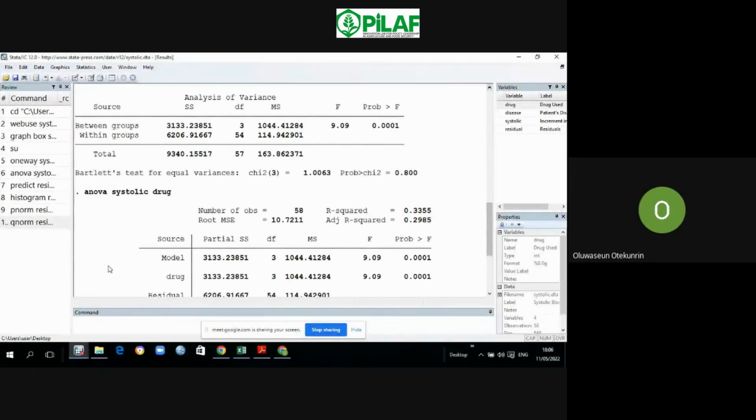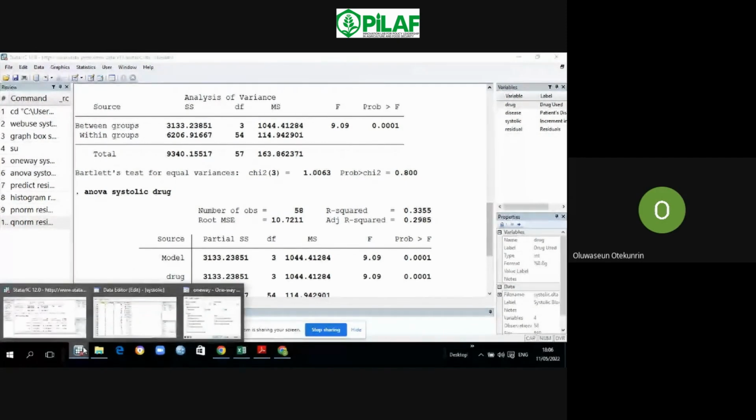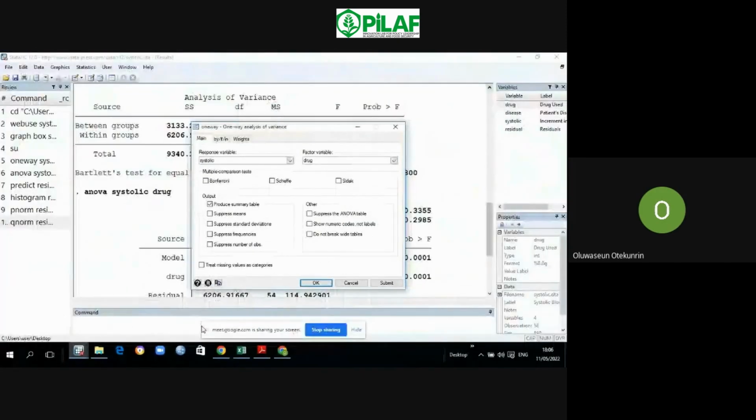So we can approach this multiple comparison test from two angles. From this window that popped up when we wanted to run our one-way analysis of variance, you notice that under the response variable and factor variable, we have another thing called multiple comparison tests. You can see Bonferroni, Scheffe, and Sidak. You can use any of the three. There are even more than that. That's why I said we can approach it from two angles.